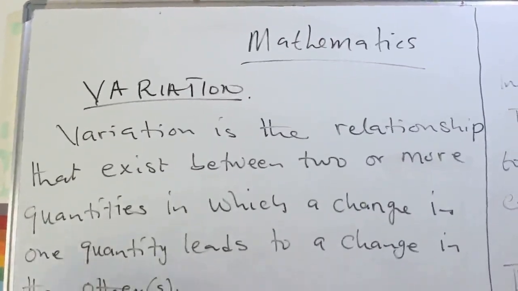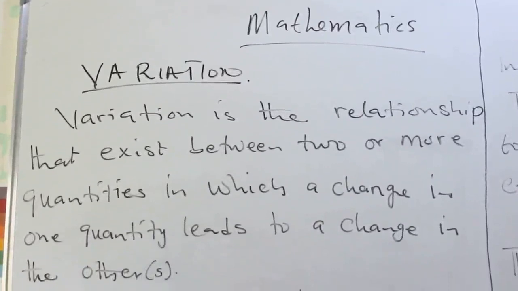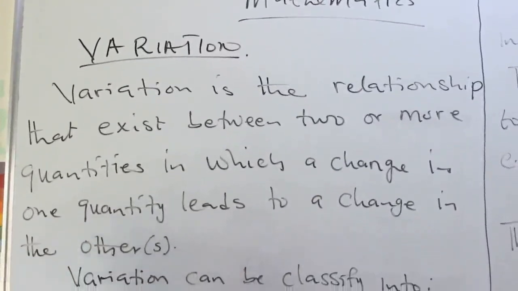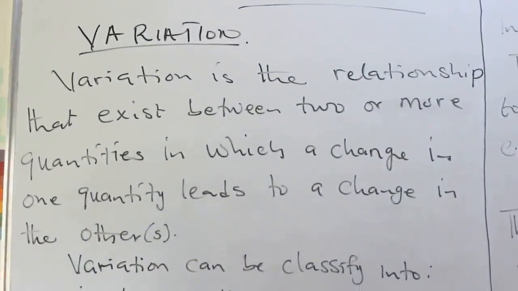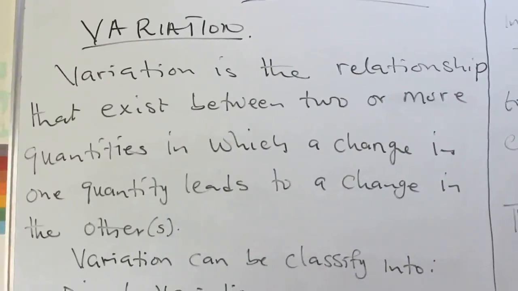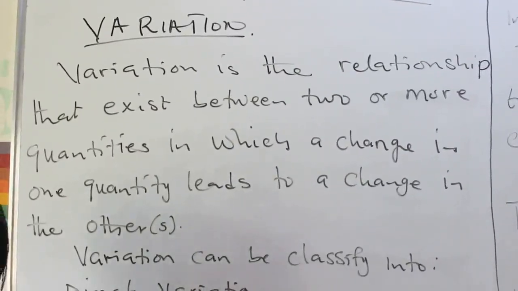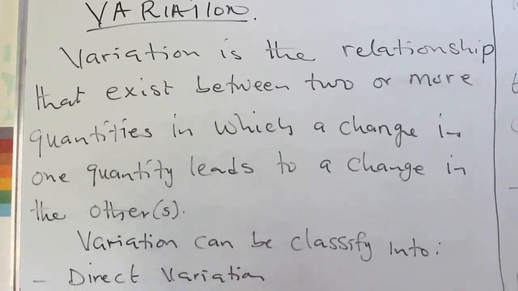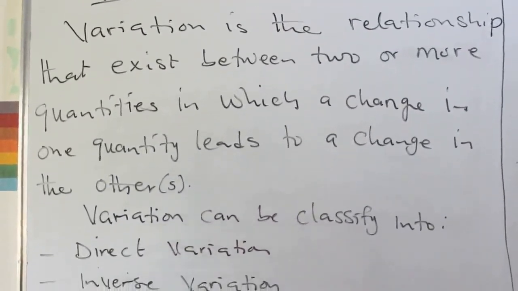What is variation? Variation is the relationship that exists between two or more quantities, in such a way that a change in one quantity may lead to a change in another quantity or quantities.